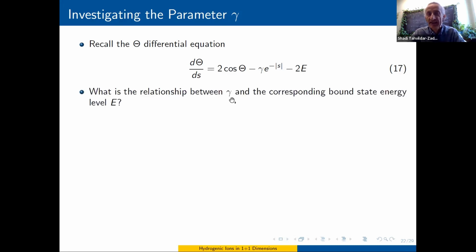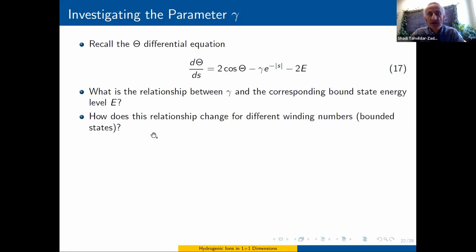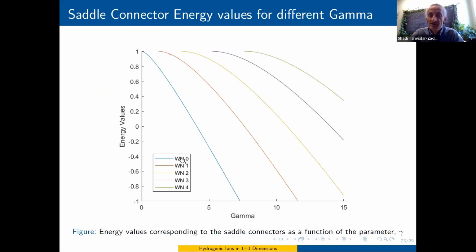So we can ask, what is the relationship between gamma and the corresponding bound state energy level E, right? And how does this relationship change for different winding numbers? So this is the picture that we get. On the horizontal axis is the gamma value that you choose. The vertical axis are the energies of the bound states that come out of this theorem. And the colors represent different winding numbers.